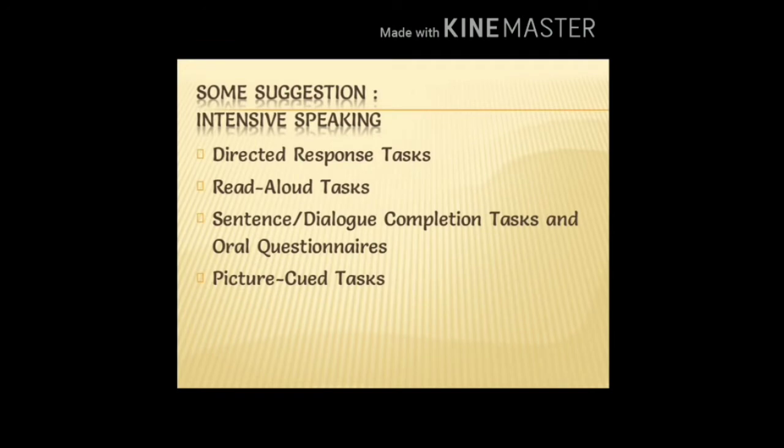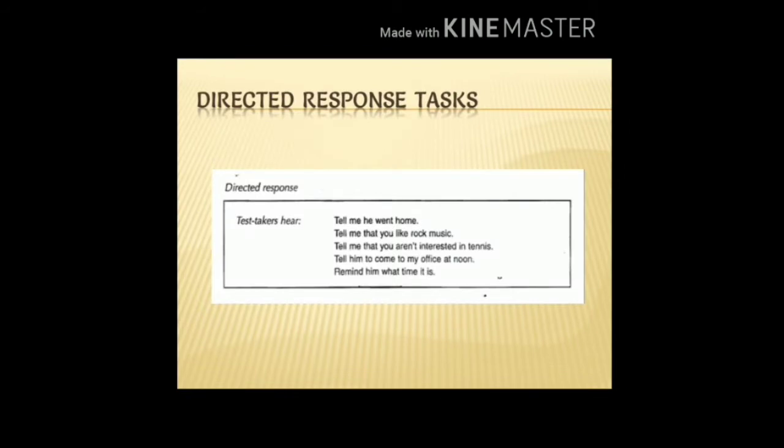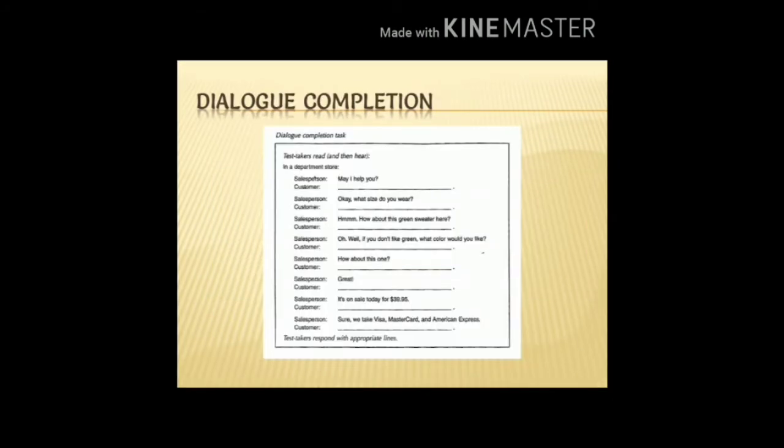Okay, some types of intensive speaking: direct response tasks, read aloud tasks, sentence and dialogue completion tasks, oral questionnaires, and picture-cued tasks. The first, direct response task, for example: tell me that you like rock music, and the student says, I like rock music. This is called intensive speaking because it's very much focused on language, and they are very directed and very preferred tasks.